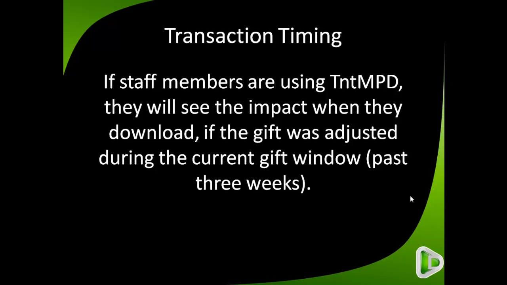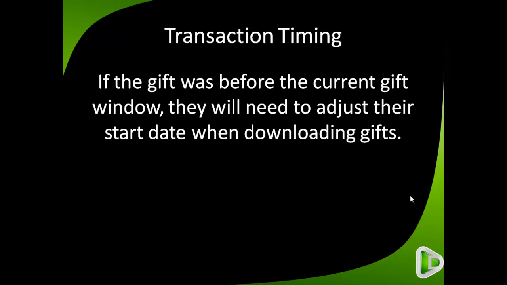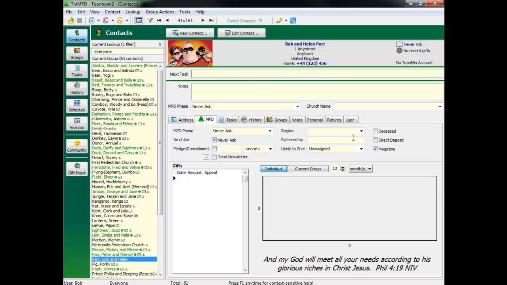If staff members are using TNT, they'll see the impact when they download, if the gift was adjusted during the current gift window, which is usually about the past 3 weeks. But if it's before the current gift window, they will need to adjust their start date when downloading gifts. And I mention this because many times staff members are alerted about an adjustment and then they don't see it in TNT and PD, and that's because their calendar is not set back. So let me show you what that looks like in TNT.